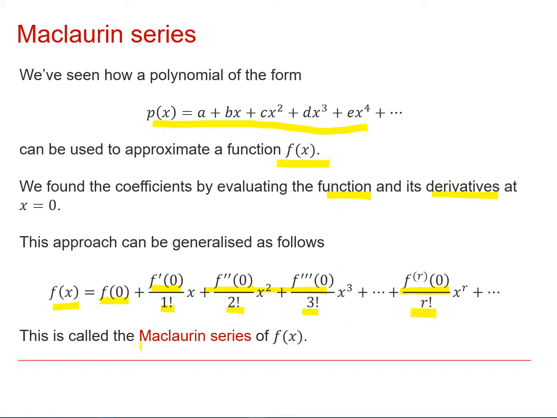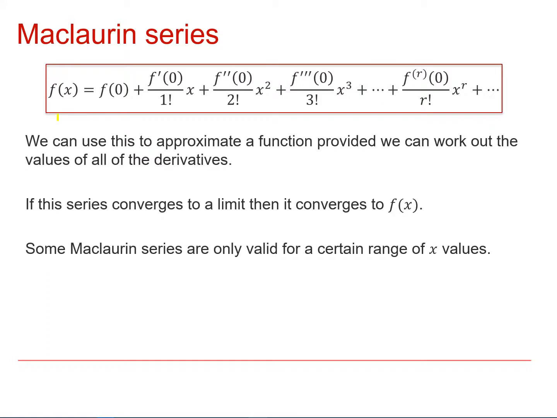This series is called the Maclaurin series of f(x). So here's my Maclaurin series written out up here, and we can use this to approximate a function provided we can work out the values of all of its derivatives at 0. So it must be continuously differentiable and it must have values that exist at x equals 0. If this series converges to a limit, then it converges to f(x). Some Maclaurin series are only valid for a certain range of x values, and we'll look at those in our treatment of standard Maclaurin series in a later video.